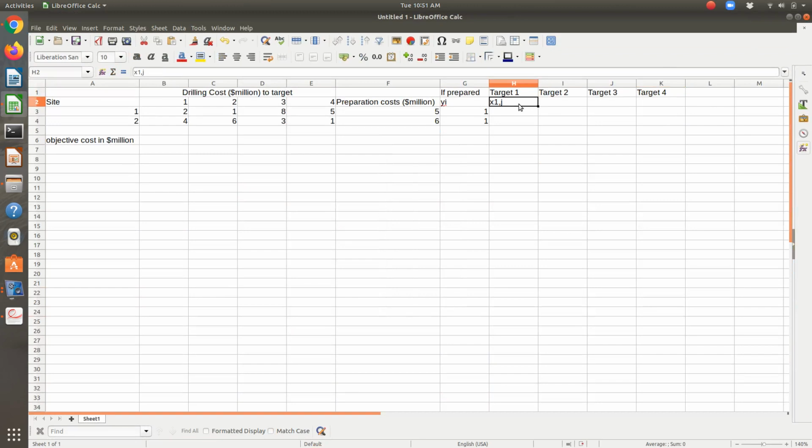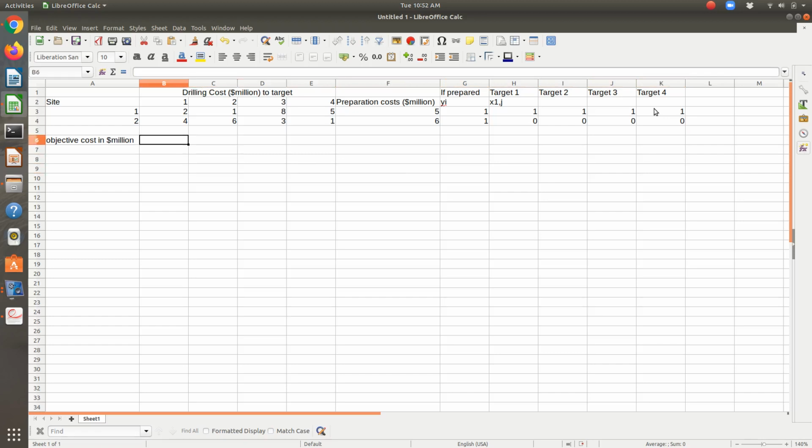And so what I want to indicate is if target 1 is connected to site 1 and site 2, so I'm going to do 1 and 0 because it can only be connected to 1. If target 2 is connected to site 1 and 2, I'll just initialize with 1 and 0. If target 3 is connected to site 1 and 2, initialize with 1 and 0. And if target 4 is connected to site 1 and 2. Okay, so there's all my variables.